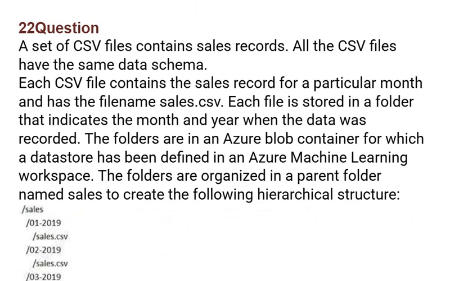Question is, a set of CSV files contains sales records. All the CSV files have the same data schema. Each CSV file contains the sales record for a particular month and has the file name sales.csv. Each file is stored in a folder that indicates the month and year when the data was recorded. The folders are in an Azure Blob container for which a data store has been defined in an Azure Machine Learning workspace. The folders are organized in a parent folder named sales to create the following hierarchical structure.